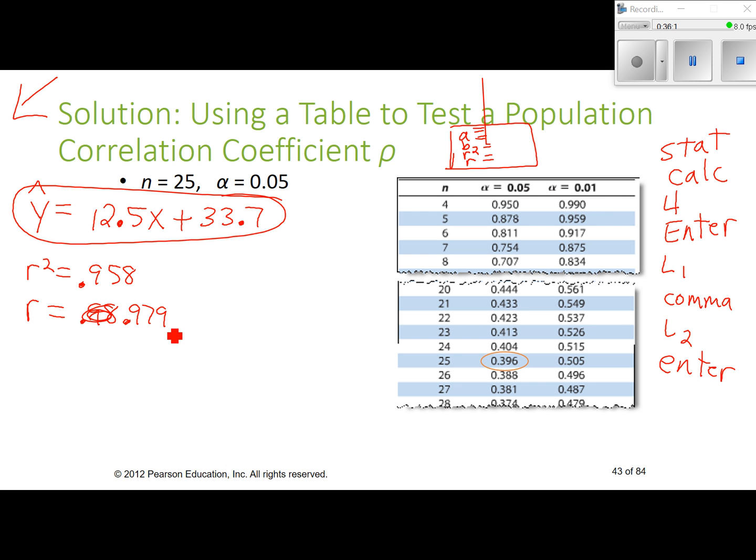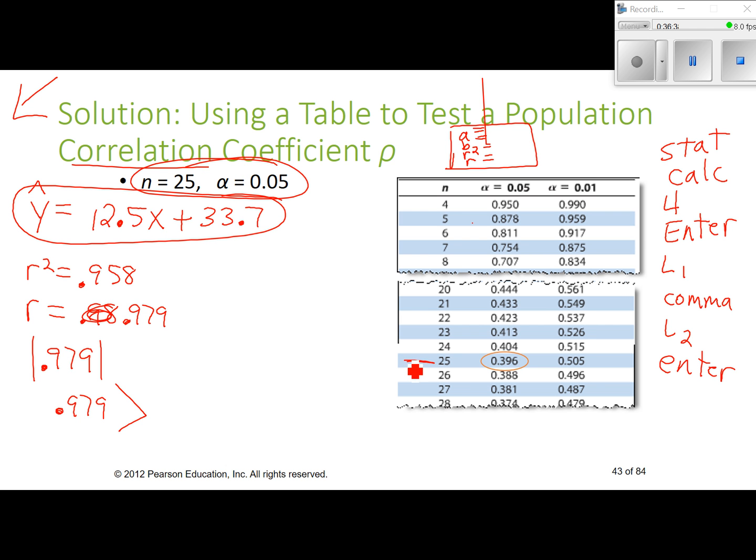Now what we want to do to see if there is significant correlation is compare the absolute value of that R, which is 0.979. The absolute value of that's just going to be 0.979. And we want to see if it's greater than our critical value. We're going to get our critical value from the chart. We're using these two things to get our critical value.